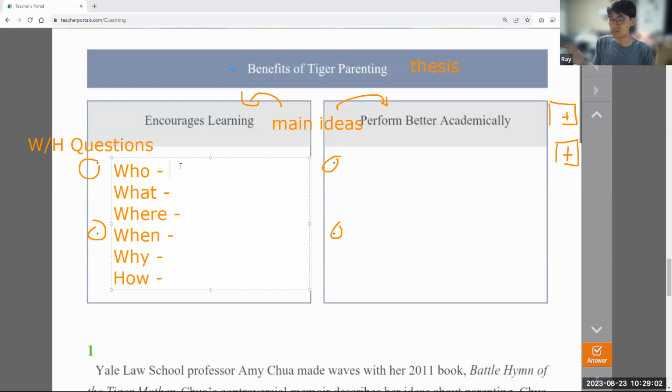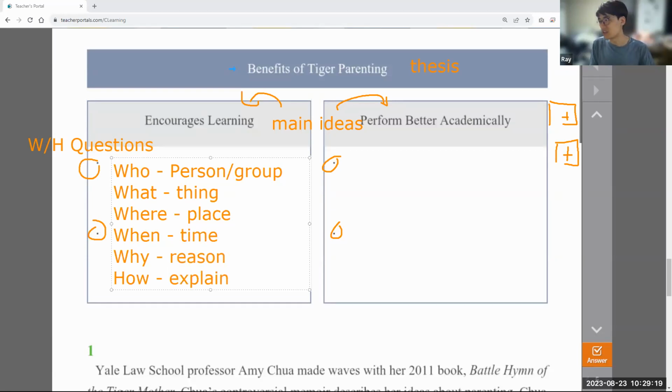A person. Usually a person, or it could be a group, like a company, but a person or a group. And then the answer for any what question, usually it's a thing. Where, place. When, time. Why, reason. How, explain.